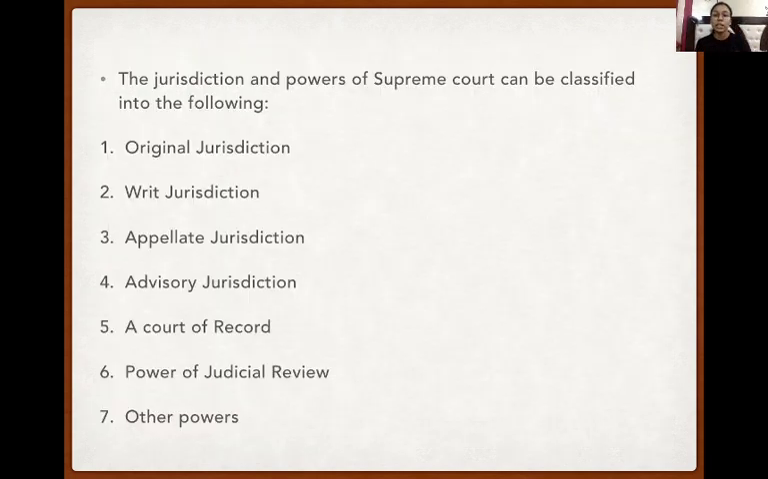So okay, these are the following list of the jurisdiction and powers of the Supreme Court. So let's see in brief what jurisdictions and powers the Supreme Court has. The first jurisdiction or power the Supreme Court has is original jurisdiction. Then there is writ jurisdiction, then comes appellate jurisdiction, after that advisory jurisdiction, and then court of record, and then power of judicial review and other powers. We'll be discussing in detail each and every jurisdiction mentioned in this list.